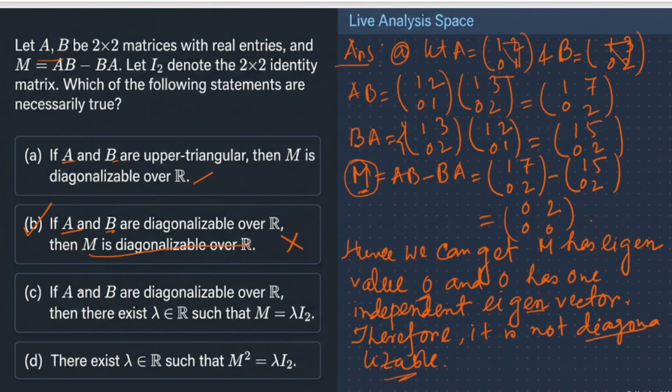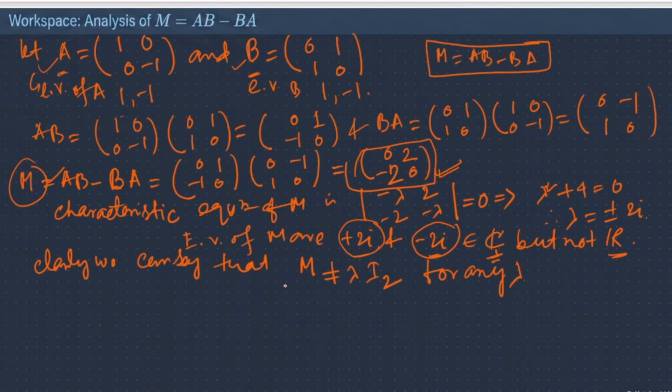Secondly, option C: if A and B are diagonalizable over R, then there exists lambda belonging to R such that M equals lambda I2. This is also false, because A and B are diagonalizable over R, but we cannot find lambda belonging to R such that M equals lambda I2. That is, we get M not equal to lambda I2.